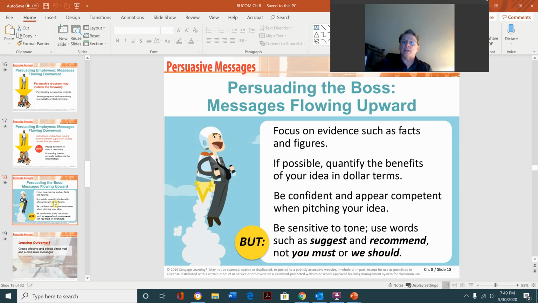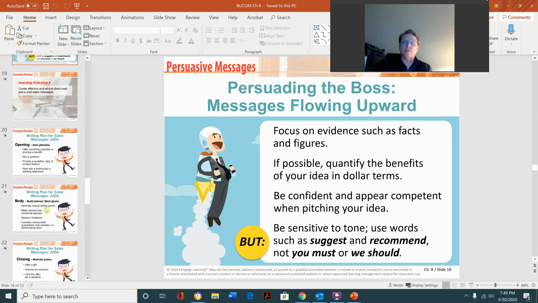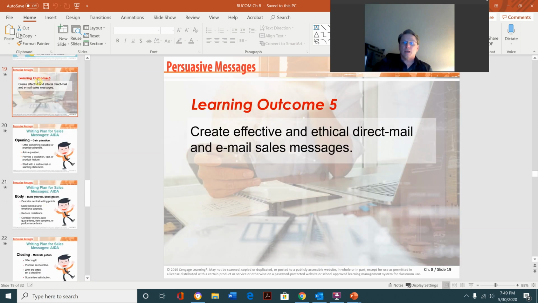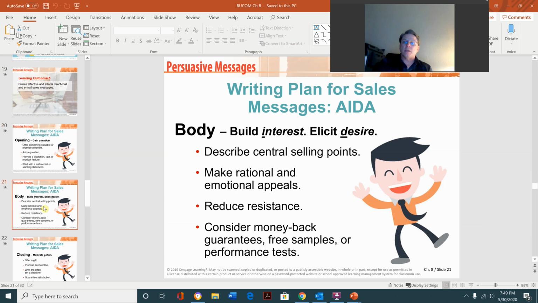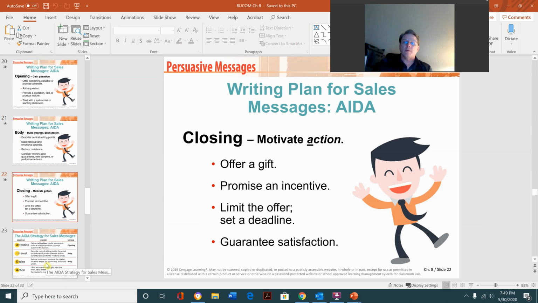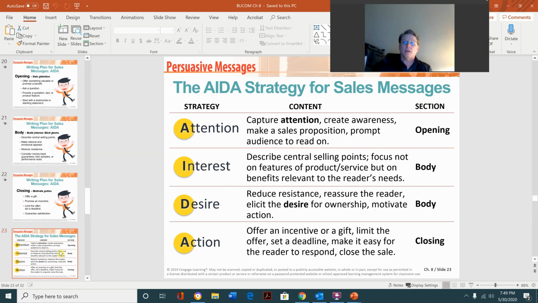Focus on evidence such as facts and figures. If possible, quantify the benefits. Make it impersonal, neutral, where it's just facts and not emotion. Learning outcome 5: create effective and ethical direct mail or email for sales messages. Write a plan of sales messages, AIDA, offering: gain attention, build interest, motivate action, and then attention, interest, desire, and action.